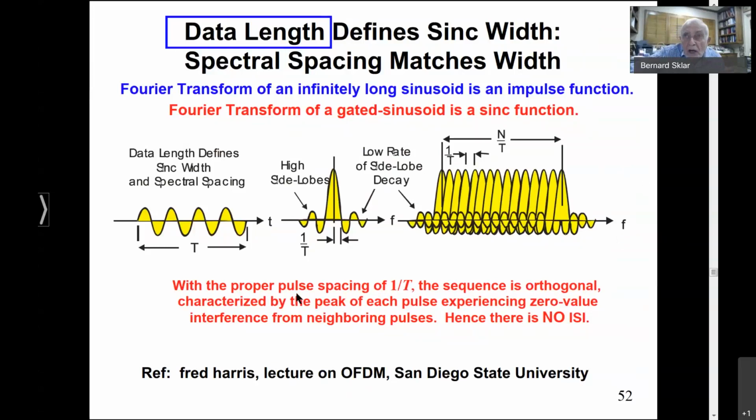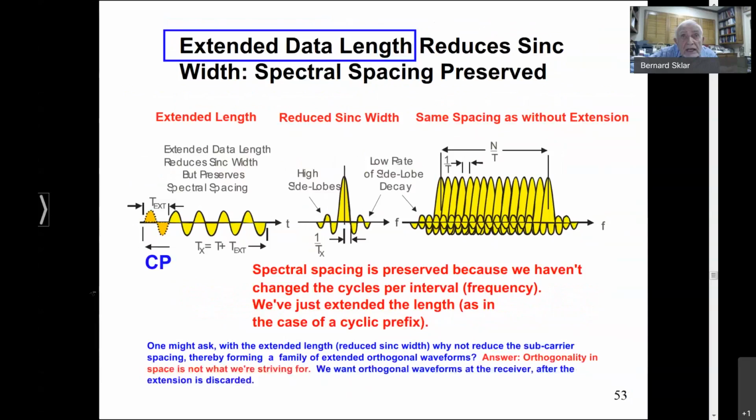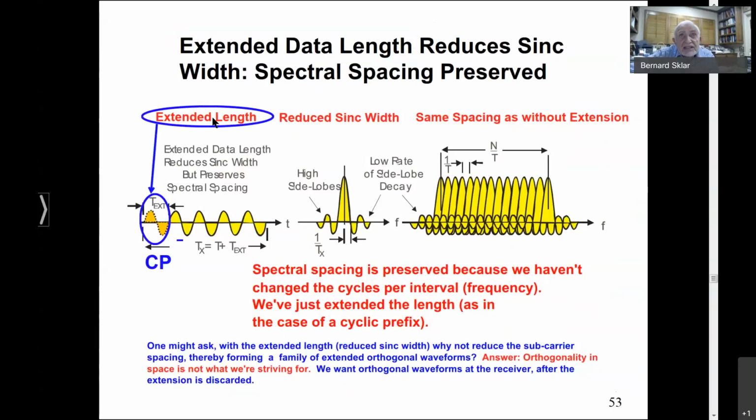And with the proper pulse spacing of 1/T, the sequence is orthogonal, just characterized by the fact that this peak corresponds to the zero that you see on the adjacent next one. So now let us put a cyclic prefix in here. And so we're putting in an extension, T_EXT, and we're calling this entire value now T_X. See, what we've done is we have extended the length by T_X.